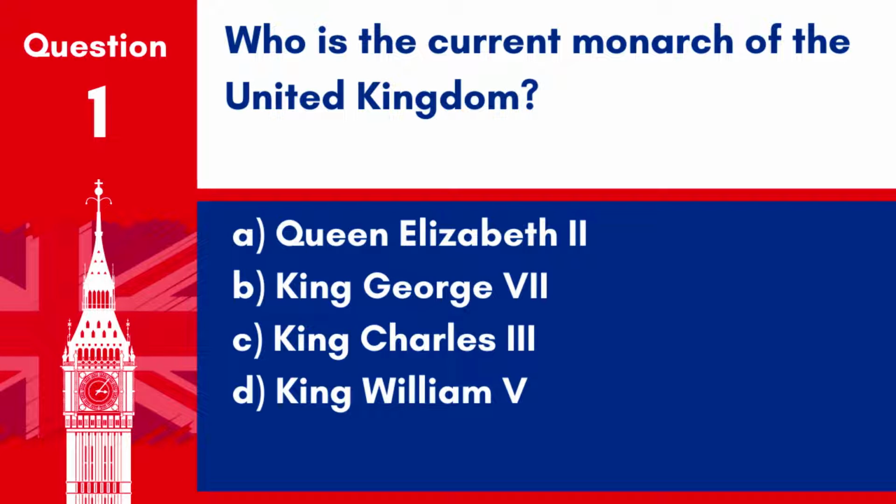Question 1. Who is the current monarch of the United Kingdom? A. Queen Elizabeth II. B. King George VII. C. King Charles III. D. King William V. Answer: C. King Charles III. King Charles III is the current monarch of the United Kingdom, having ascended to the throne on 8 September 2022.